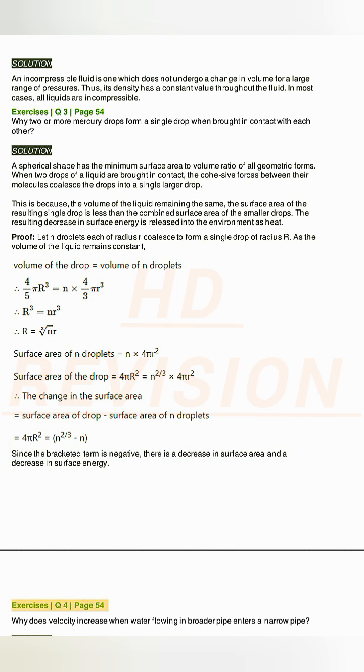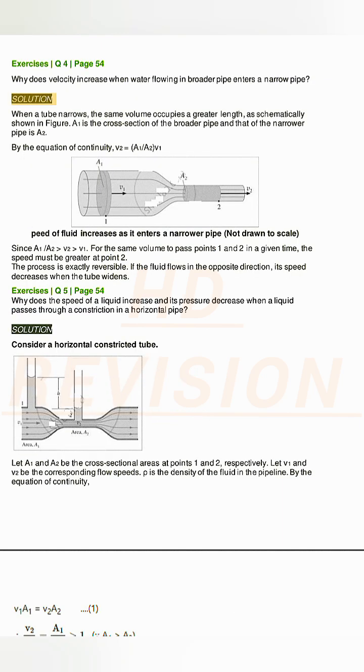Exercises Q4, page 54. Why does velocity increase when water flowing in a broader pipe enters a narrow pipe? Solution. When a tube narrows, the same volume occupies a greater length, as schematically shown in the figure. A1 is the cross-section of the broader pipe and that of the narrower pipe is A2. By the equation of continuity, v2 equals A1 over A2 times v1. Flow of fluid increases as it enters a narrower pipe, not drawn to scale. Since A1 is greater than A2, v2 is greater than v1.